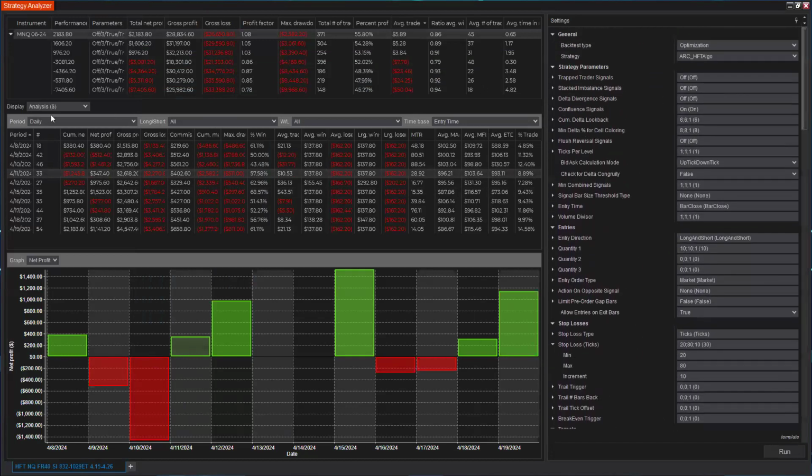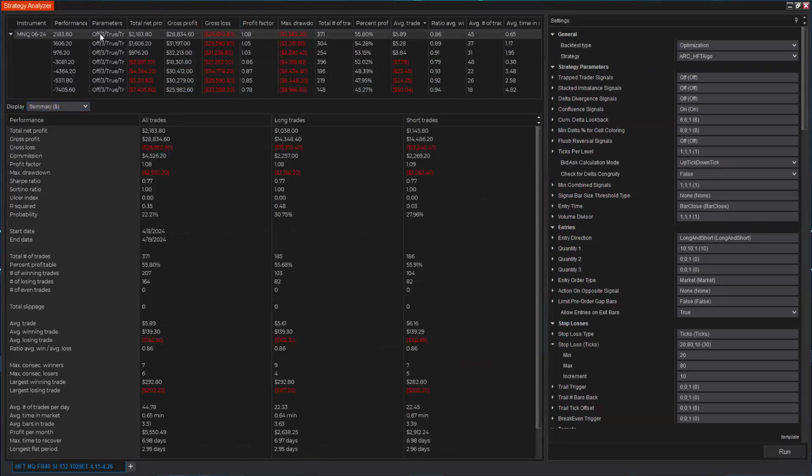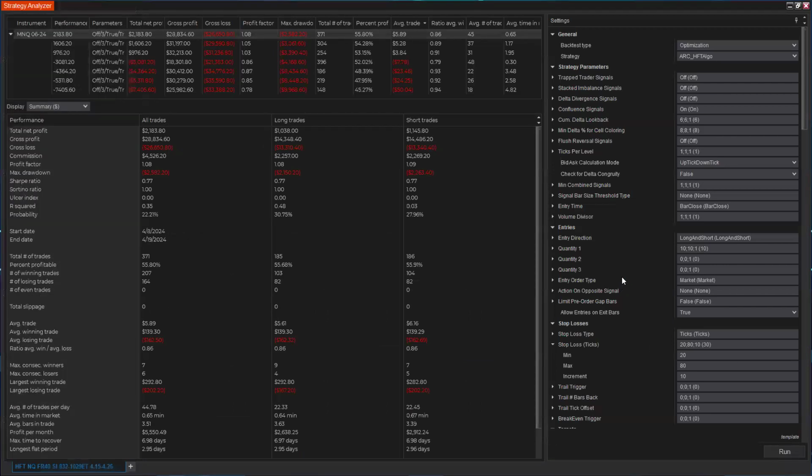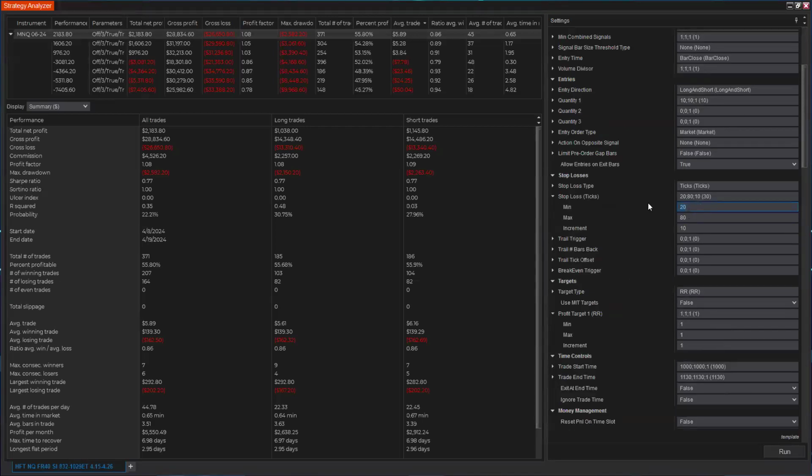Right. Let's go to the summary. And what were the settings here? This was 6, 8. Let me just scroll down. 30 was a good stop loss on this. So we can go back to 30. That's fine.